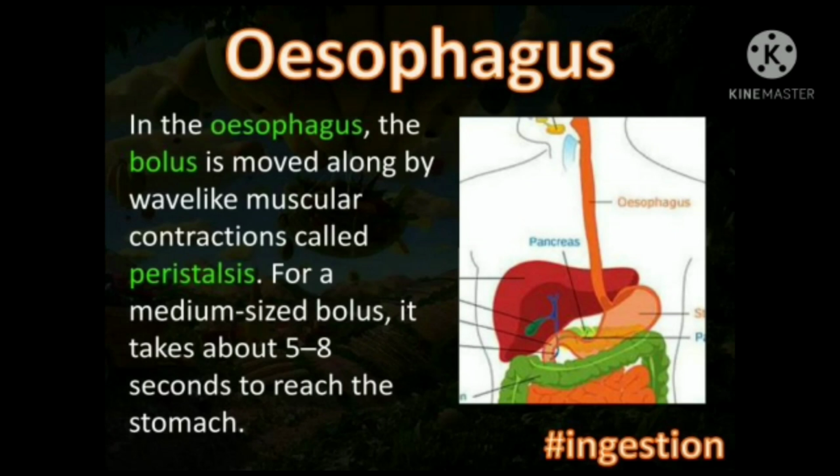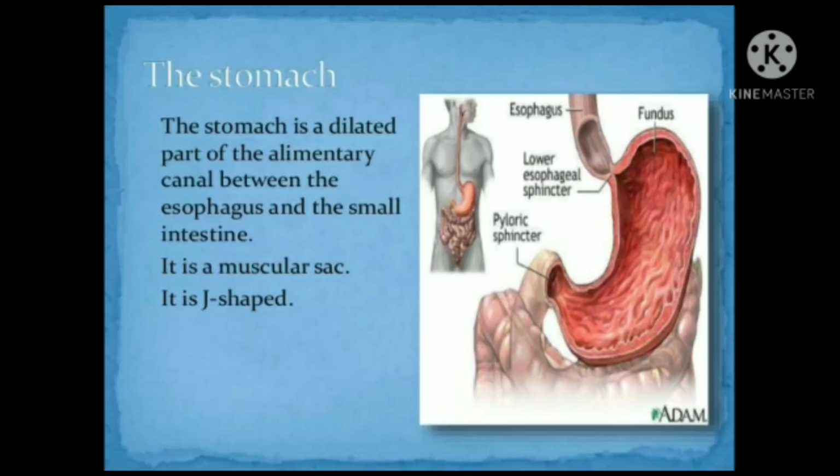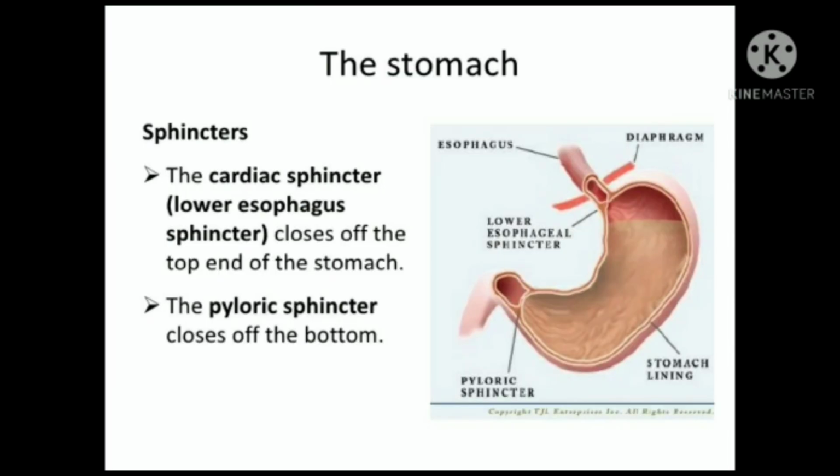It is a long, narrow tubular structure. In the esophagus, the bolus is moved along by wave-like muscular contractions called peristalsis. For a medium-sized bolus, it takes about 5 to 8 seconds to reach the stomach. The next part of the alimentary canal is the stomach. It is a thick muscular J-shaped sac present on the left side of the upper part of the abdomen. It helps in mechanical churning and chemical digestion of food. It also stores food. The muscular wall of the stomach helps in mixing food and gastric juices.